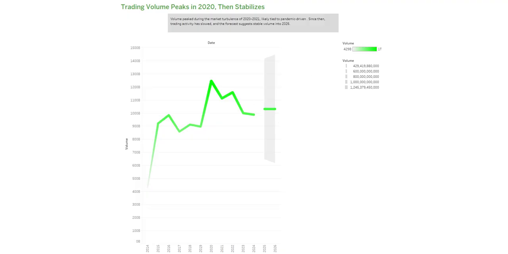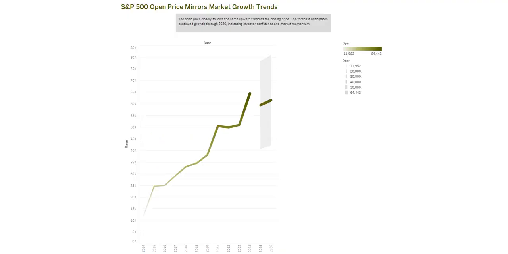Opening price. The S&P 500 opening price followed the same trend as closing prices, further validating the consistency of the data set. This supports the forecast trend, as open prices are generally free from overnight anomalies. The confidence interval here is also narrow, adding further credibility to the model's prediction.